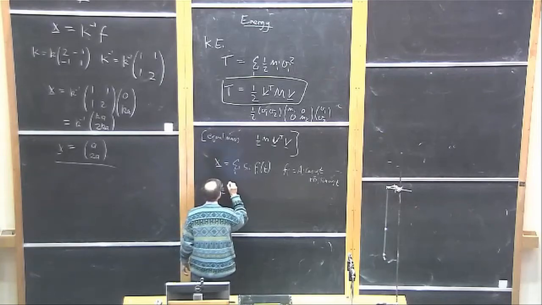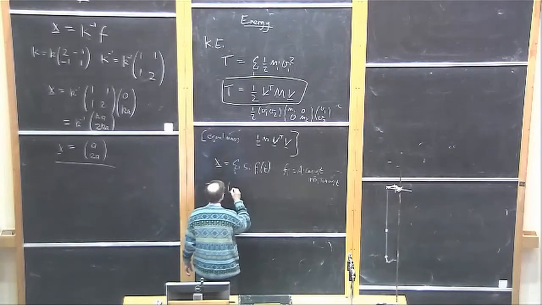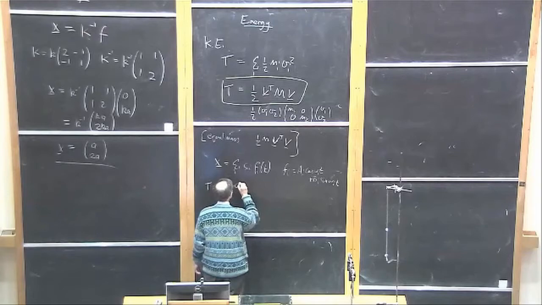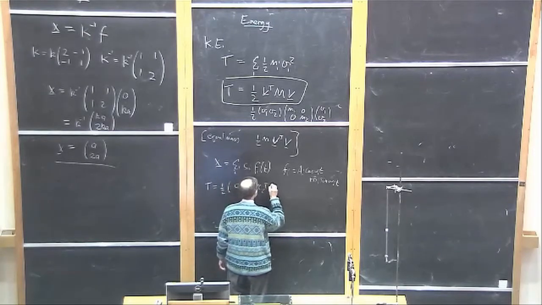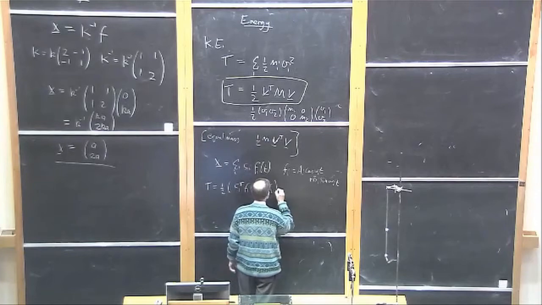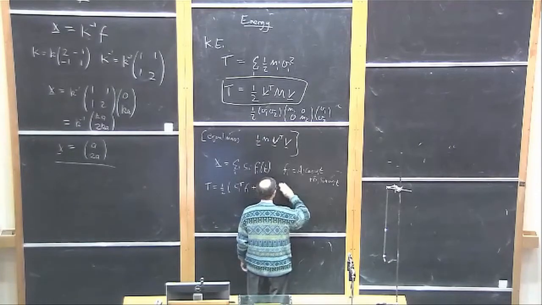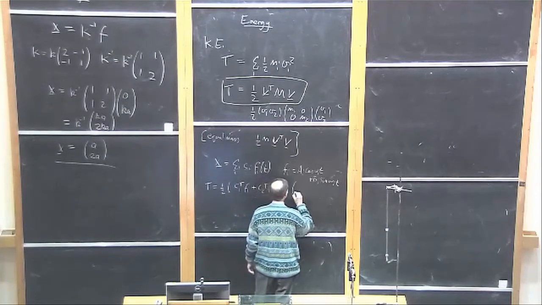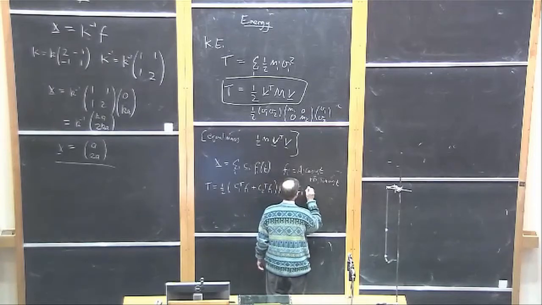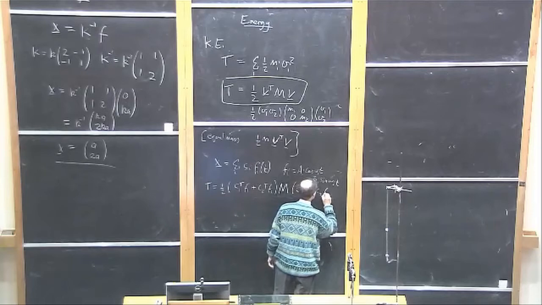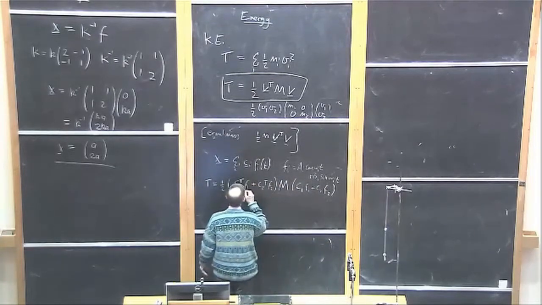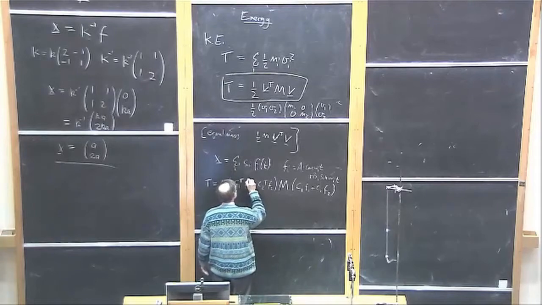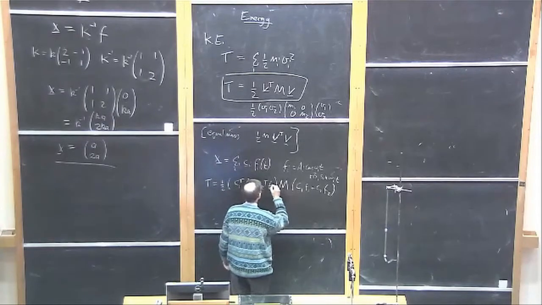1/2, and then we have C1 transpose F1 plus C2 transpose F2, M C1 F1 plus C2 F2, and these have to be the time derivatives, so these are the dots.